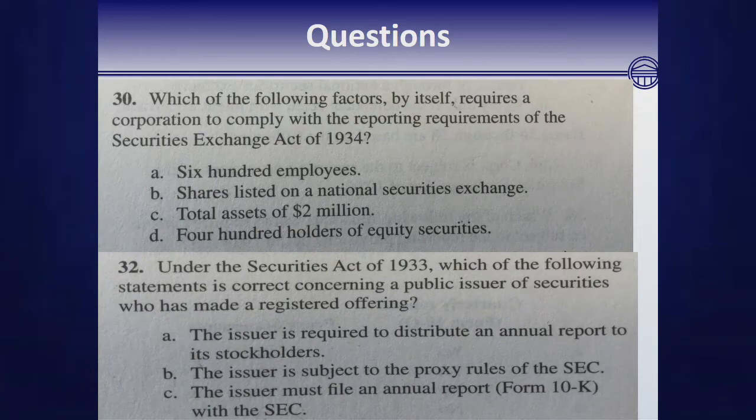And then 32, under the Securities Act of 1933, which of the following statements is correct concerning a public issuer of securities who has made a registered offering? And your answer is C. The issuer must file an annual report, a Form 10-K, with the Securities Exchange Commission. You also need to know that.